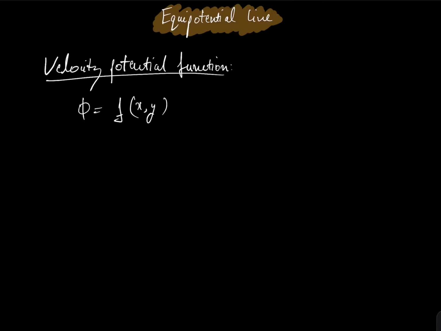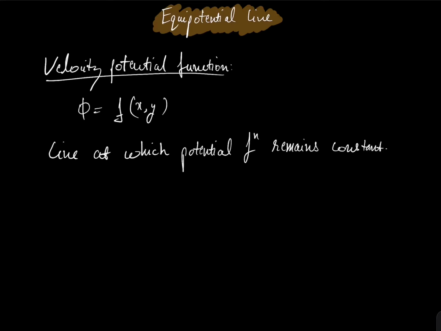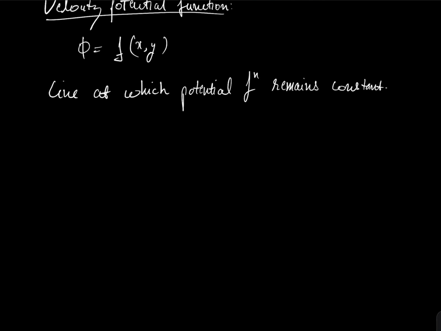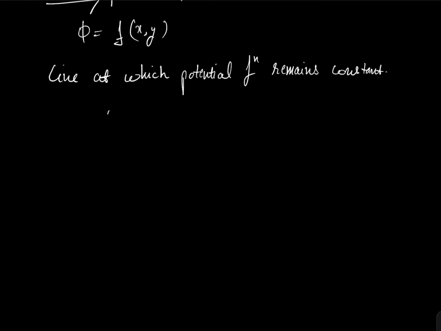So what is the equipotential line? The equipotential line is the line at which the potential function remains constant. What does it mean? It means phi is equal to constant. My potential function is constant here, or I can say that this also implies d phi will be equal to 0.